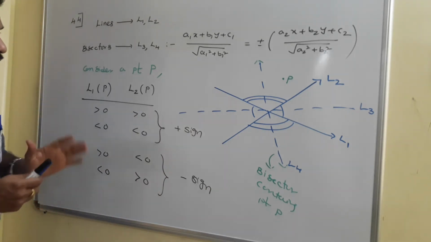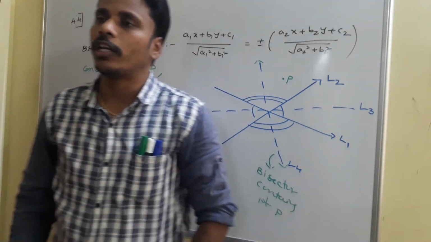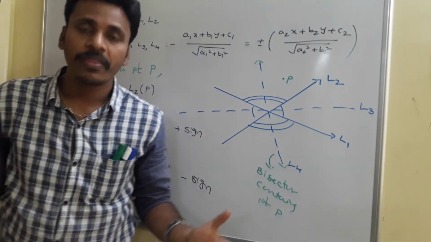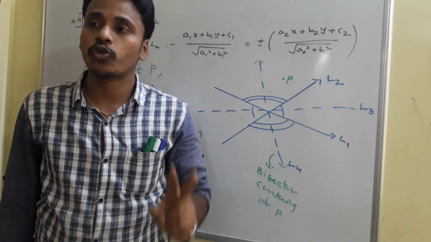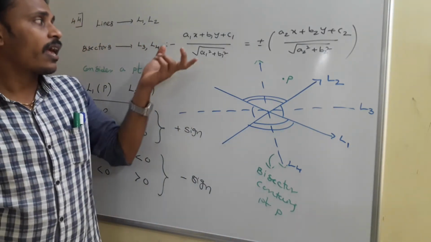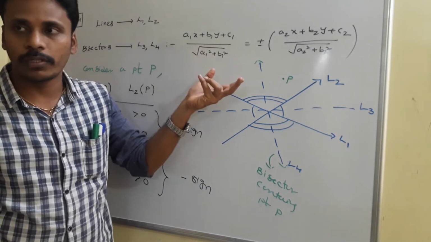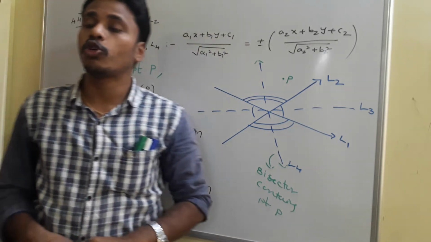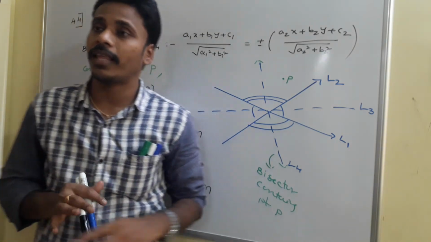Once again have a look there. If we have any two lines L1 and L2, usually you may say them as A1x plus B1y plus C1 equals 0 and A2x plus B2y plus C2 equals 0. For those two lines there exist two bisectors, given by A1x plus B1y plus C1 by root of A1 square plus B1 square equals plus or minus A2x plus B2y plus C2 by root of A2 square plus B2 square. We discussed everything in the last class.